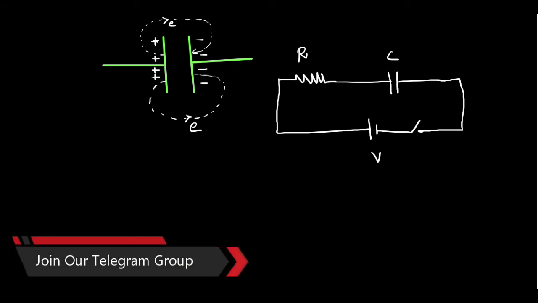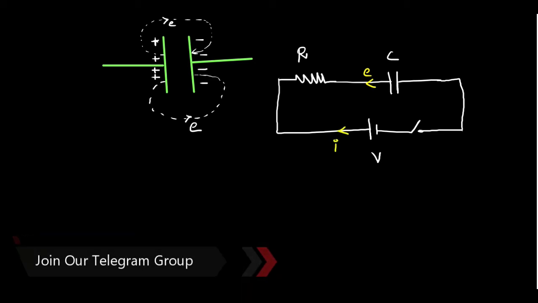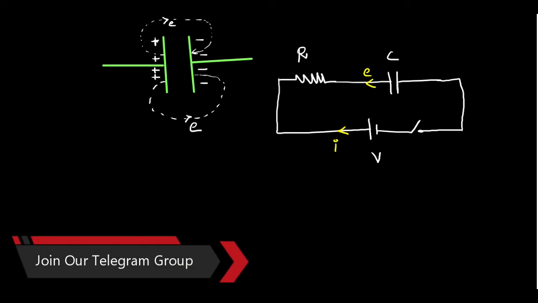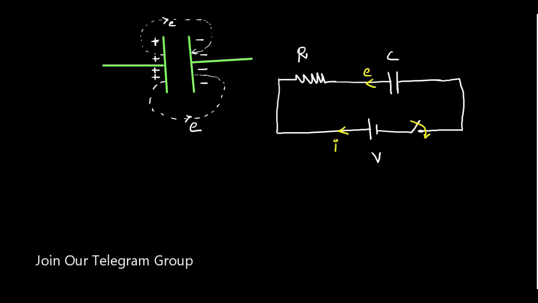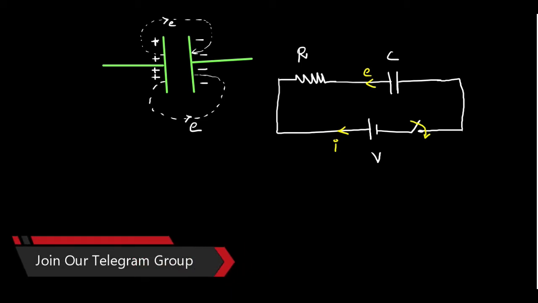Now this battery, what does it do? It will take the electrons from one of the plates and put them in the other plate. Instead of doing it by hand, now this battery will take care of that. The electrons move from this plate to the battery and reach the other plate. Now what is the direction of current? That is just opposite to the direction of electrons. At the instant we close the switch, the capacitor starts charging.